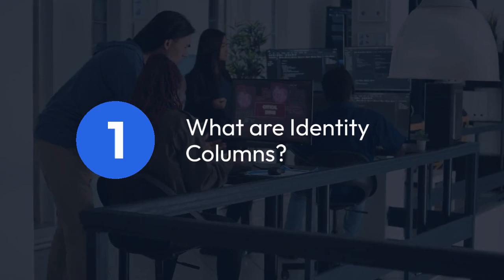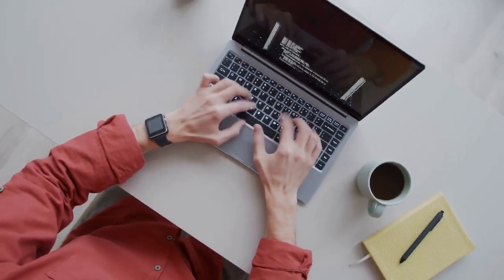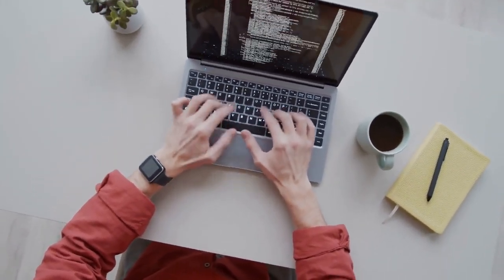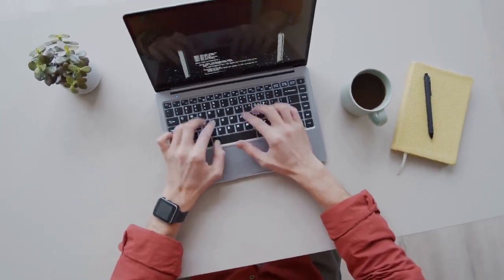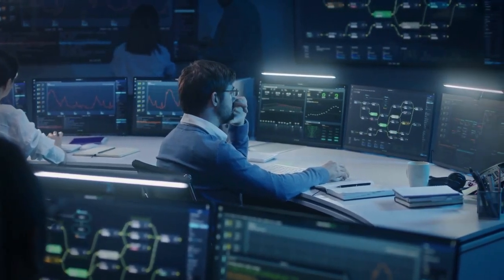1. What are identity columns? Identity columns are special columns in a table that automatically generate unique, sequential integer values for each new row. They're frequently used as primary keys to uniquely identify records. You don't manually enter values into them. The database takes care of it.